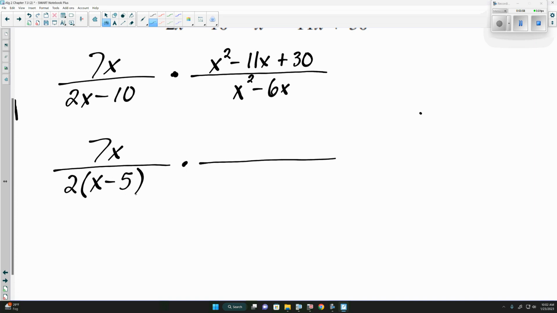Okay? Well, we can go on and do the x squared minus 6x, because x squared and 6x have a greatest common factor of x. So we factor an x out of x squared, we're left with x minus 6.